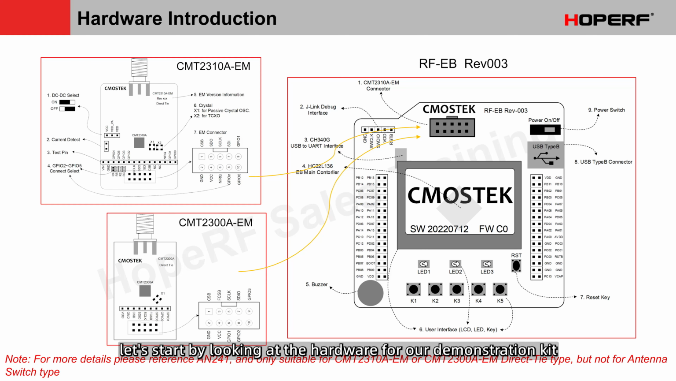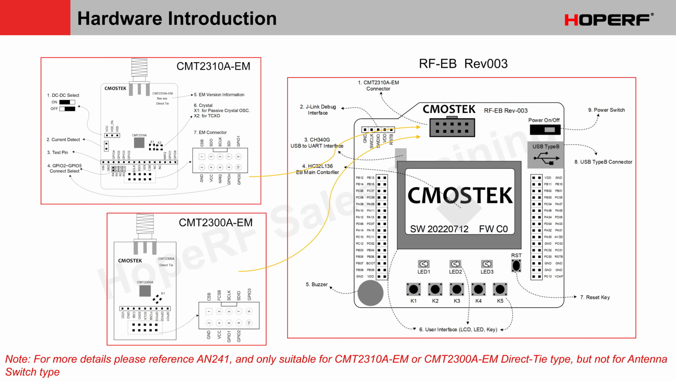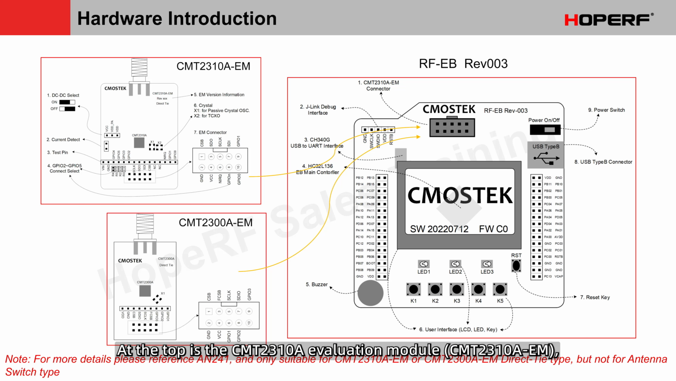Okay, let's start by looking at the hardware for our demonstration kit. As you can see on this slide, the demo hardware has two main parts: the RF modules on the left side. At the top is the CMT2310A evaluation module, CMT2310AEM, and at the bottom is the CMT2300A evaluation module, CMT2300AEM. On the right side is the motherboard or evaluation board.